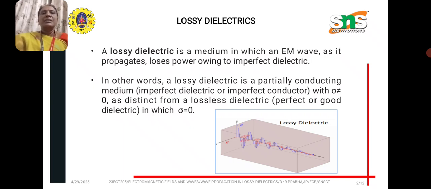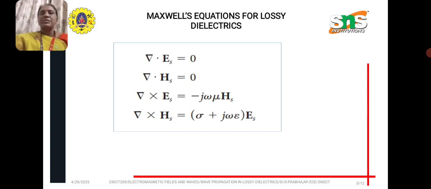In both cases, we can call this a lossy dielectric, and it has the conductivity value sigma not equal to 0, which is distinct from a lossless dielectric where the conductivity sigma is equal to 0. So a lossless dielectric is called a perfect or good dielectric, which has infinite conductivity.